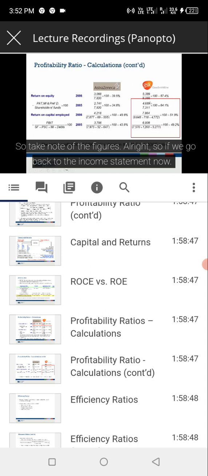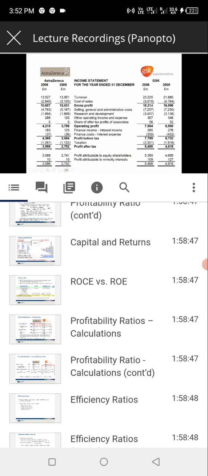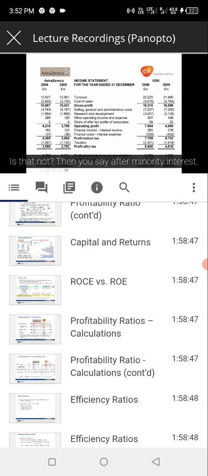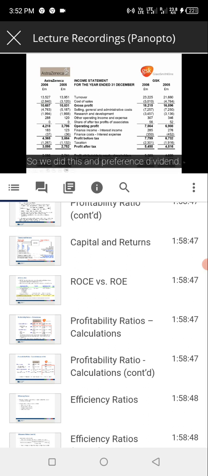So if we go back to the income statement now, look at it. This is profit after tax. Then it says after minority interest, so we deduct minority interest, which is this: profit attributable to minority interest. So we deduct this.